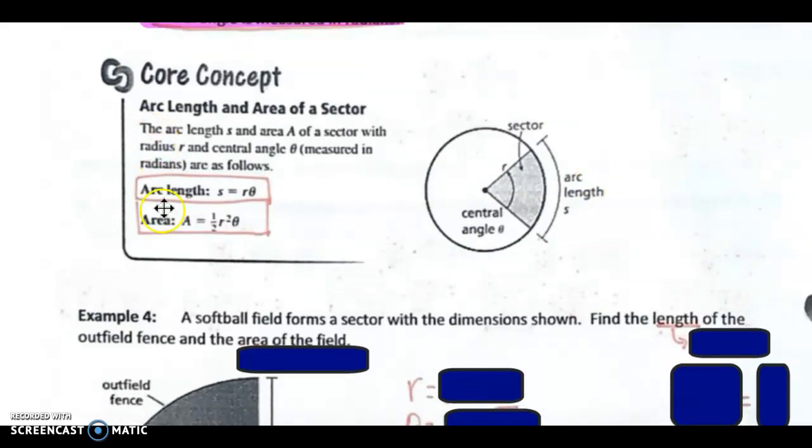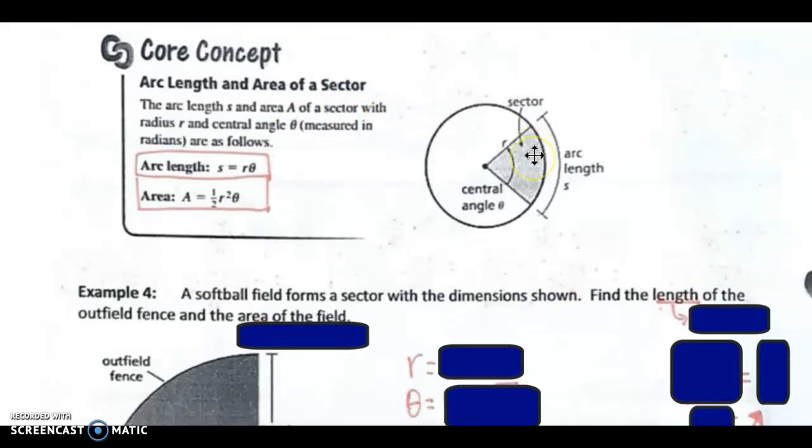Okay, so here are the formulas. The arc length is S equals R theta, and area is 1/2 R squared theta. You do need to memorize those for this section, but obviously we're online and you'll just be able to look it up. But I would also still try to memorize them. So this is what we're talking about. This shaded region here is what we would be finding. This is the sector. The arc length is from the first radius to the second radius right here. And then this is our central angle, which can be given to you in radians or degrees. You might have to convert it.